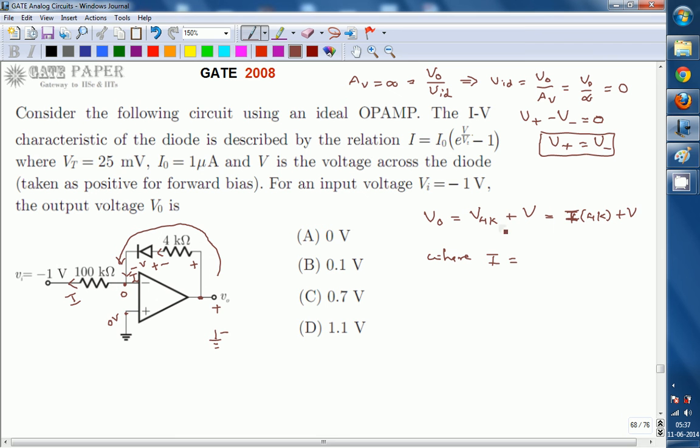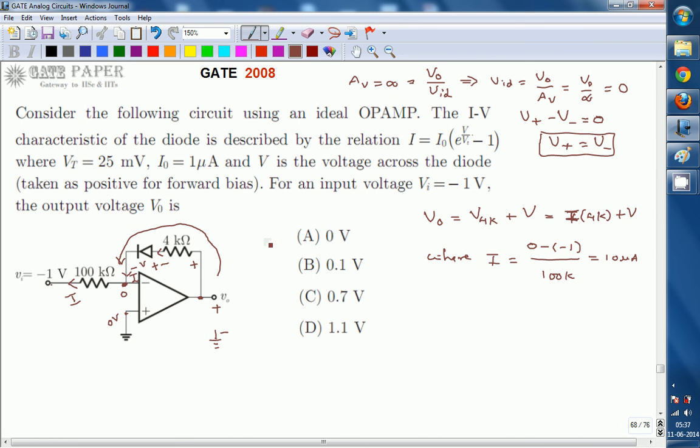The current flowing through 100 kilo ohms is the voltage difference across that resistor divided by the resistance value. The current is coming from right to left, so 0 volts is the higher voltage, and the left side is minus 1 volt. So I can be written as 0 minus (minus 1) divided by 100 kilo ohms, which implies I is equal to 10 microamperes. So the I value is known.